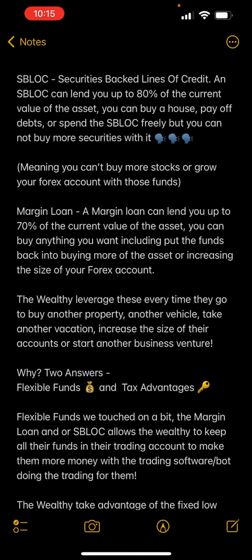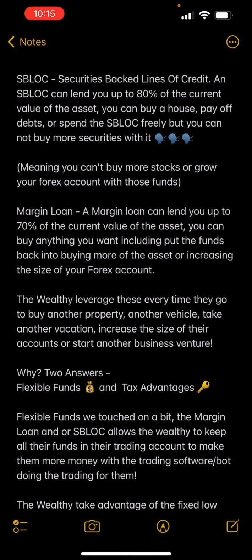That's a great strategy that the wealthy put in place here, not to get ahead of myself, but obviously you see the differences. If you want to buy something, you use an S block. If you want to increase your wealth because your trading software is working well, or you're a manual trader and you're doing well, then a margin loan might be what's in place for you.